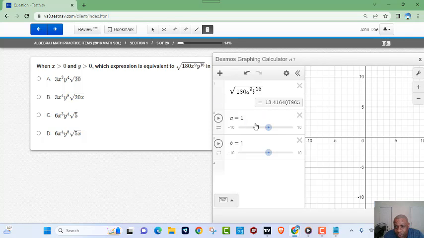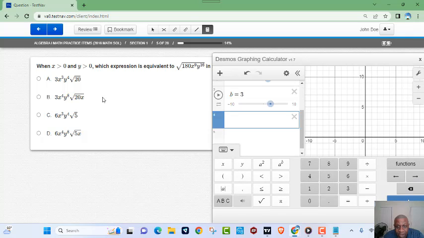Now, what I suggest you do is change the numbers on the variables. I'm going to choose 2 for a, and then 3 for b. You can choose any numbers that you want. I'm just making the numbers easy here. So with this square root of 180, a to the 9th, b to the 16th, all we need to do is plug in whichever one of these matches this number here. Let's try that first one.